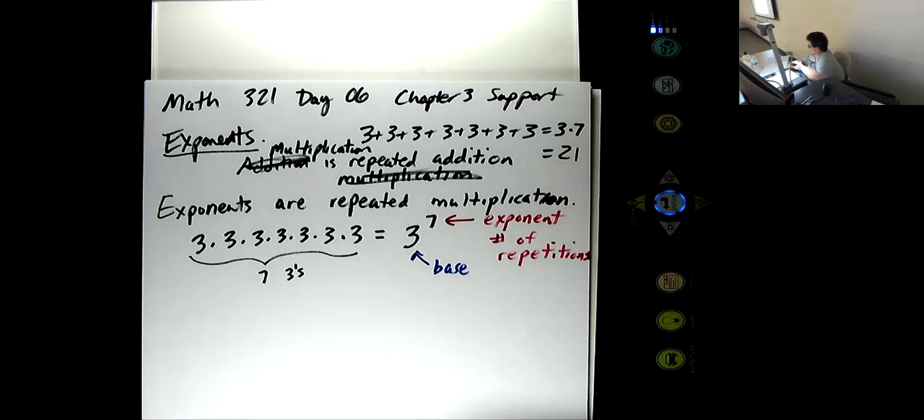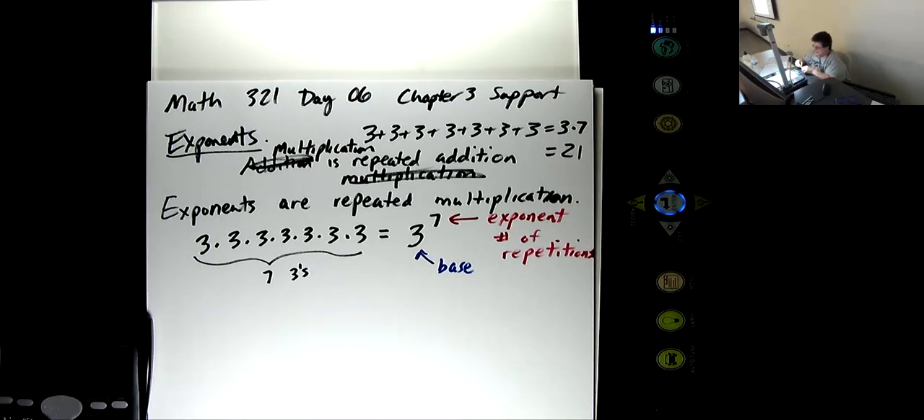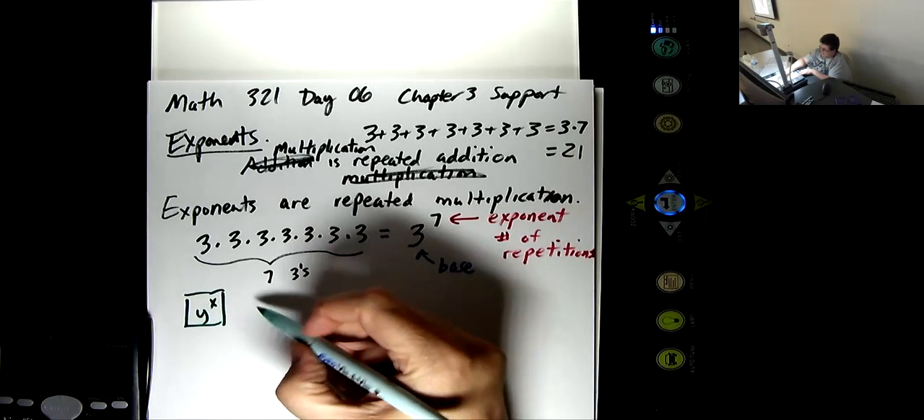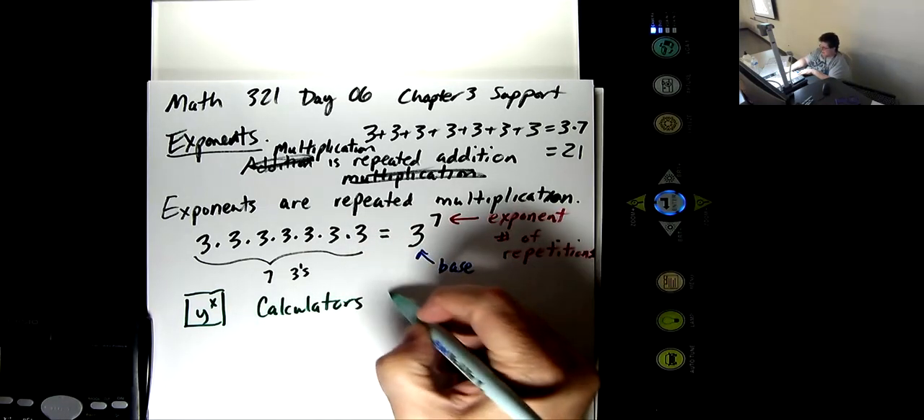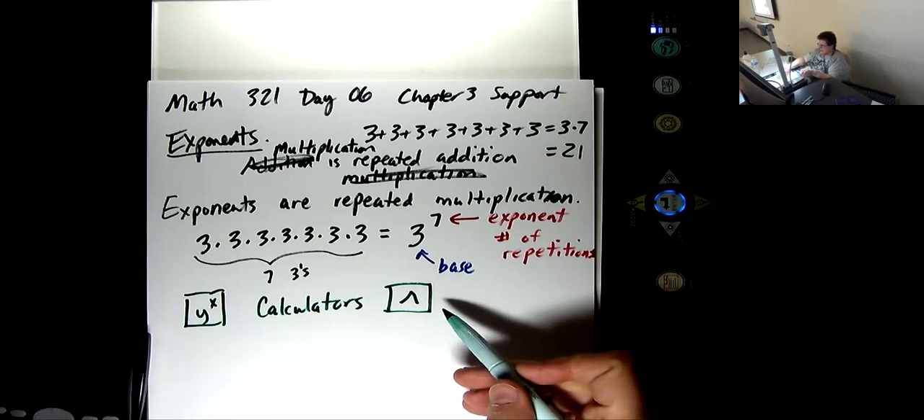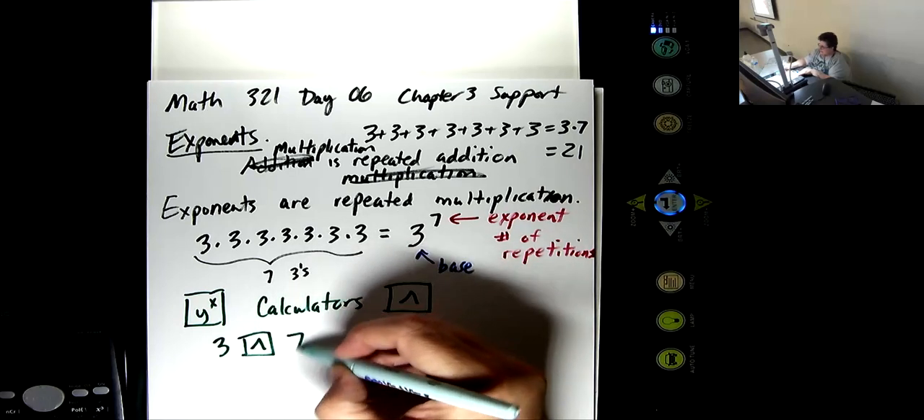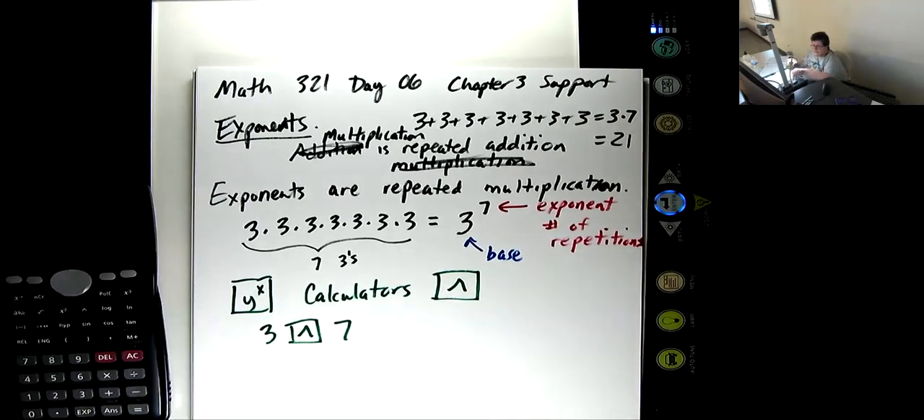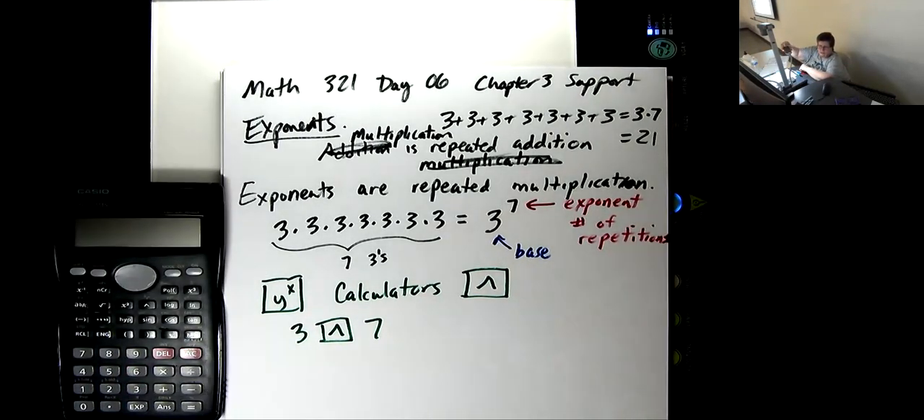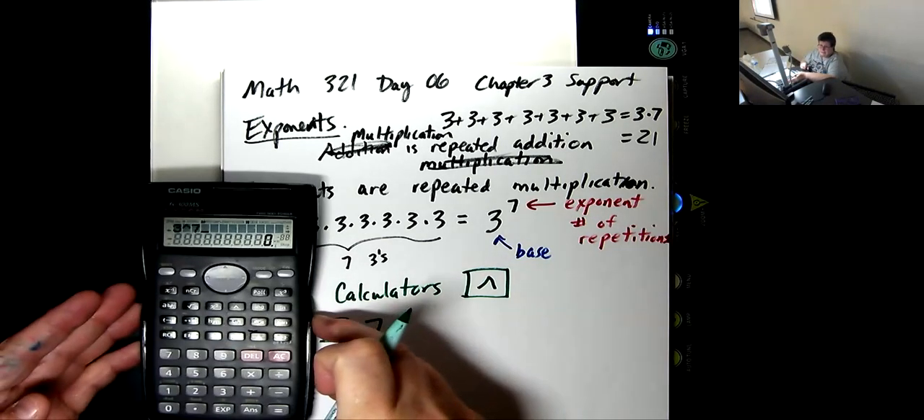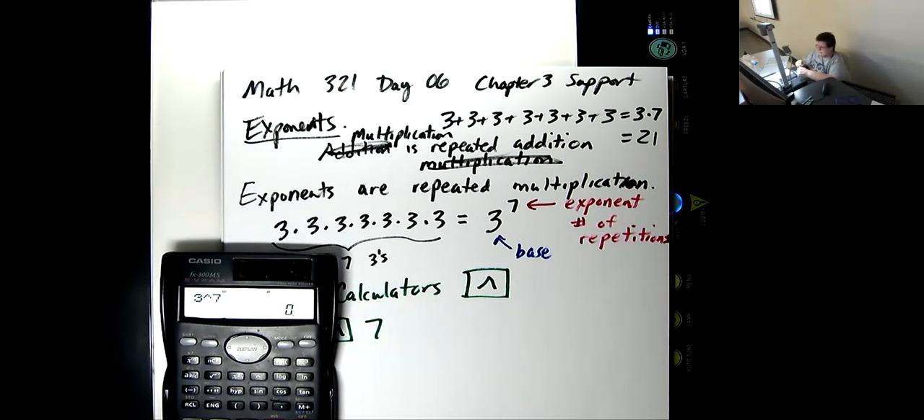A lot of calculators have a way of doing this. Some of them you'll see a y with an x like this. So these are on calculators. Mine has this symbol. It's the caret. So if I want to do exponents in my calculator, I need to do 3 caret 7, and I hit equal, and it gives me 2,187.